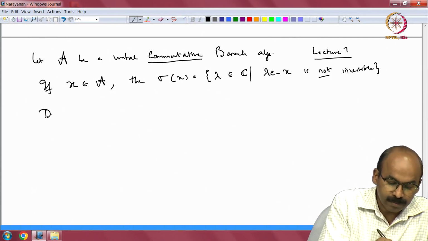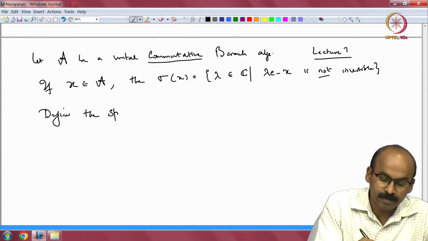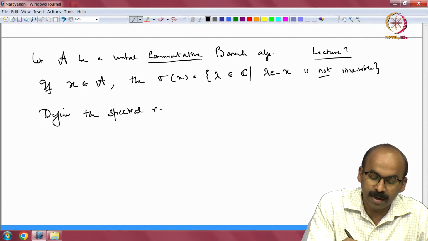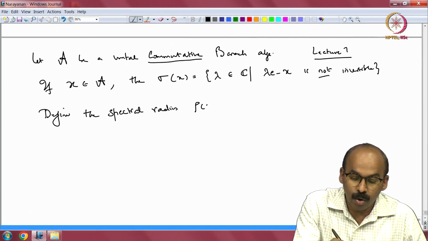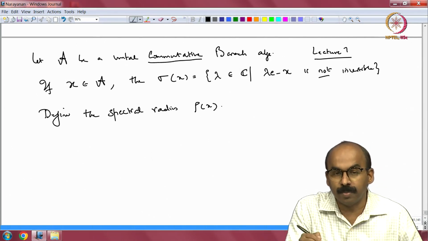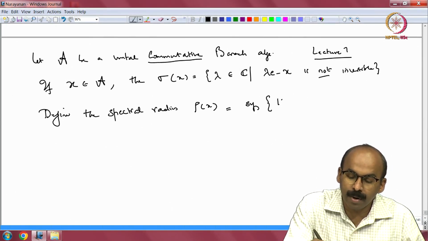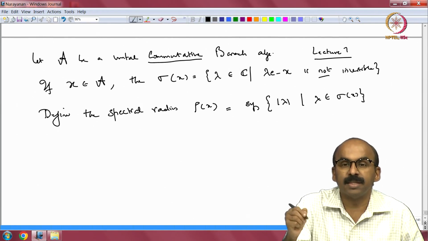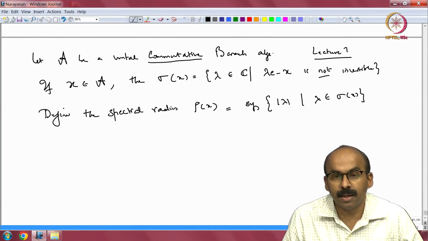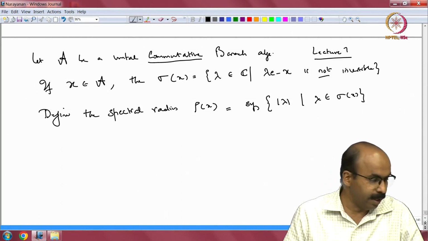So, define the spectral radius of x. We will denote it by rho of x. So, this is going to be the spectral radius. This is simply the supremum of mod lambda where lambda is in the spectrum, right. So, you look at all the elements in the spectrum of x and you look at the modulus and take the supremum, that is called the spectral radius. So, if you have seen this concept for operators, it is the same definition, right.